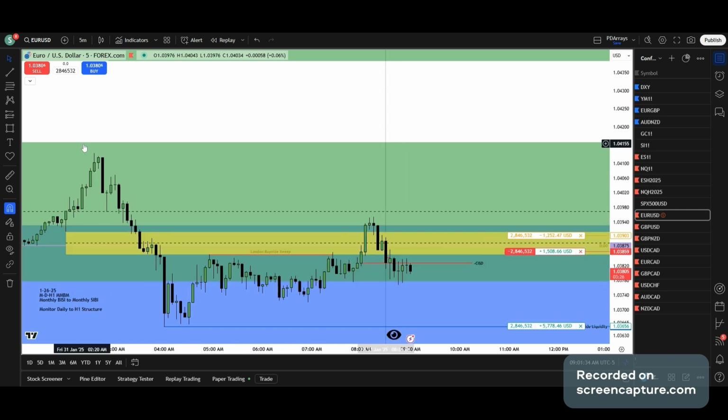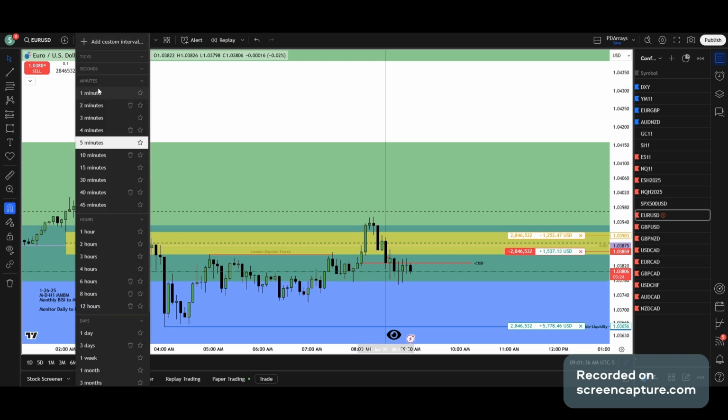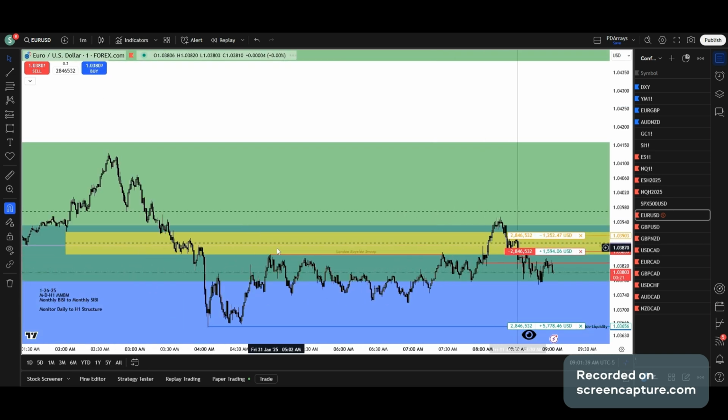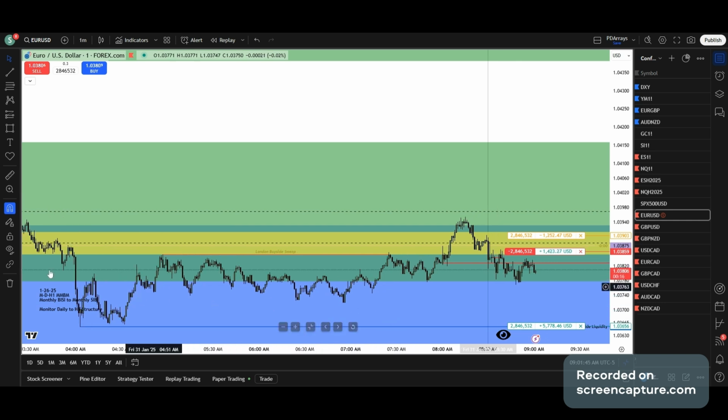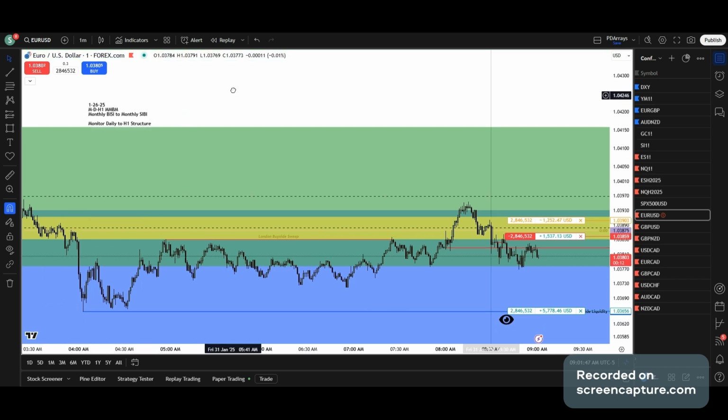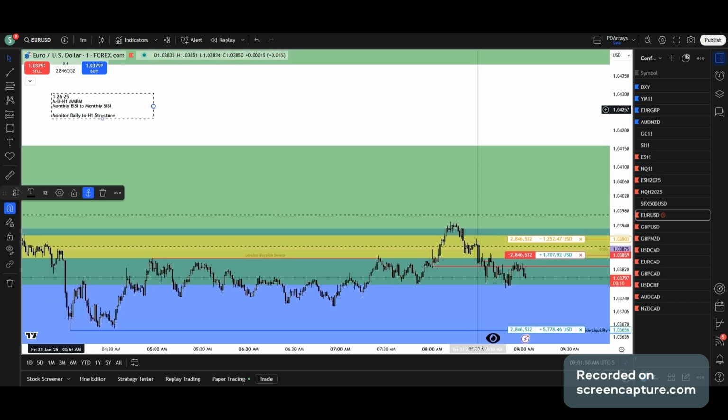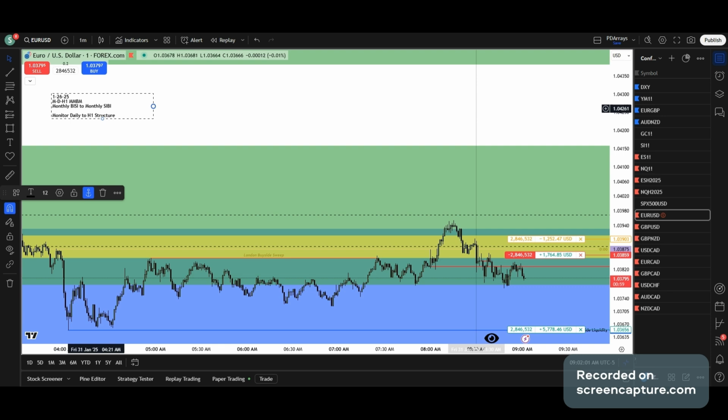I could draw that stuff out. I'll do it on the 1-minute. I believe the 1-minute is a much crispier market maker sell model. I'll put this up here. This was 126.25. This was on Sunday where I pretty much typed up my higher time frame narrative, that monthly BISI to monthly SIBI that I was telling you guys about, and how I'm monitoring daily and 1-hour structure to confirm or negate that narrative.